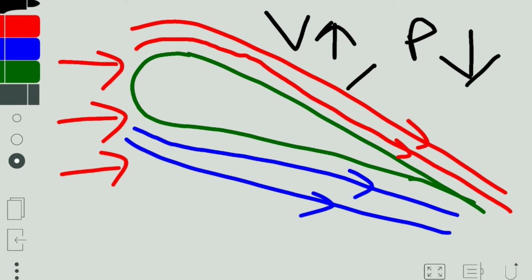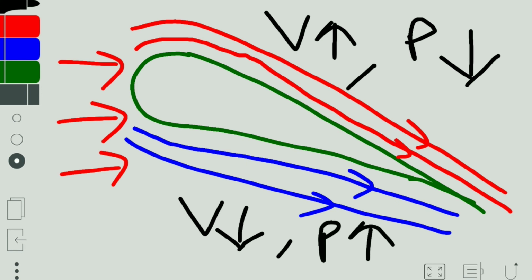For the lower surface, since there is not much curvature on the downside, the velocity of the airflow will be lesser when compared to the top, and here the pressure will be more.